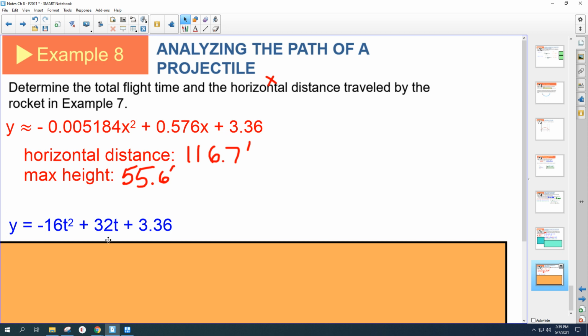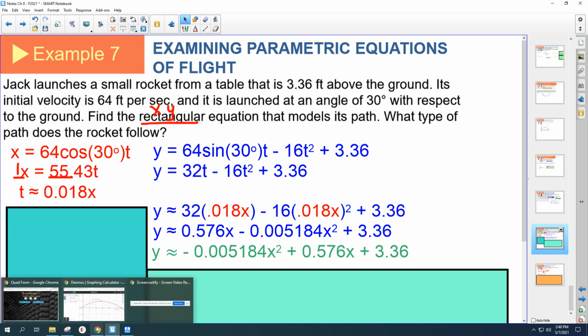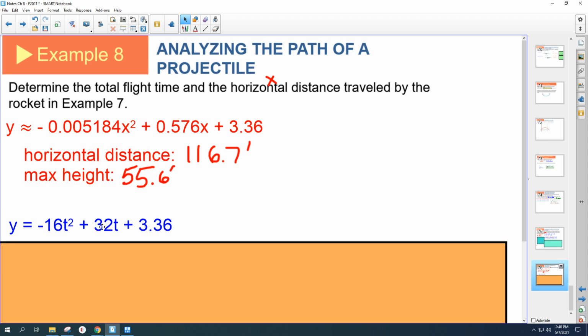If we want flight time, then we need an equation with a t in it. So all I'm doing here is taking my y component, and the y component had a t in it. You can leave the 64 sine 30 in there if you want to, but it's probably easier if you change that to a 32. Let's use this to find the flight time.